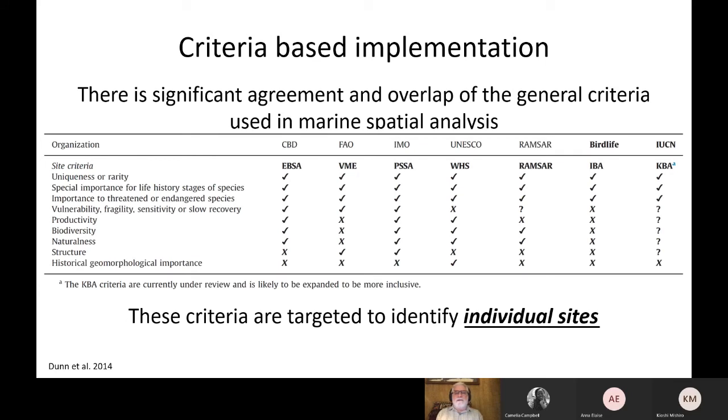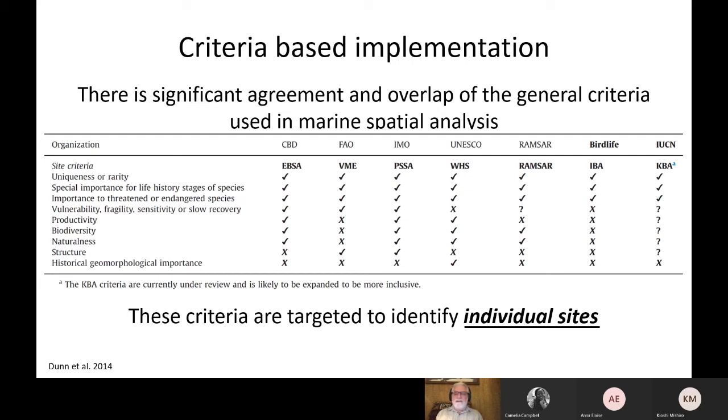There are many different criteria-based systems. Here's a table listing some of them from the CBD EBSA process, the FAO VME process, the IMO PSSA process, and many others. They have very common types of criteria based on uniqueness or rarity, biodiversity, naturalness, structure. So many of them are very, very overlapping in terms of the types of criteria.